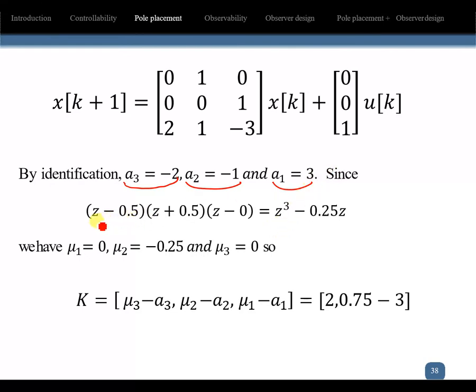Since they have three poles, z minus 0.5, z plus 0.5, and z equal to 0, these two equations equal together, you can find K1, K2. Or you can find the mu: mu 1 is 0, because we don't have a z² term, mu 2 equals minus 0.25 and mu 3 equals 0. Then K equals [mu 3 minus a3, mu 2 minus a2, mu 1 minus a1]. You can find K1, K2 and K3, or you can find the matrix K.